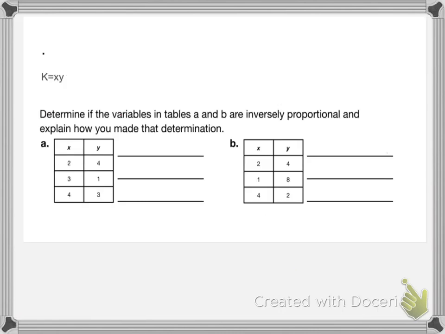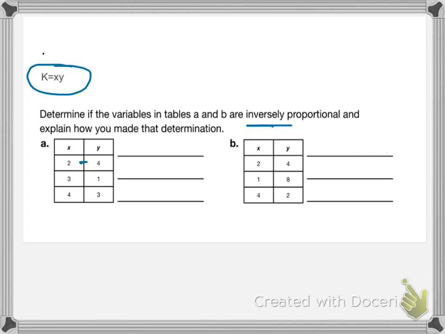Okay, now let's see. Saxon Math is also going to say, determine if the variables in the tables A and B are inversely proportional, and explain how you made a determination. Well, remember, we came up with our formula. K, our constant, is going to equal x times y. So let's go ahead and do that.